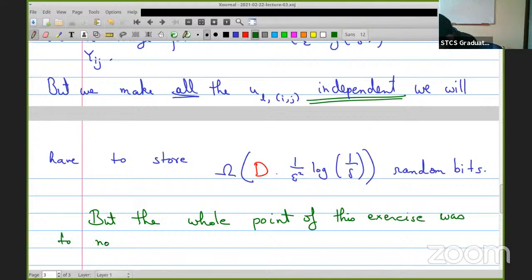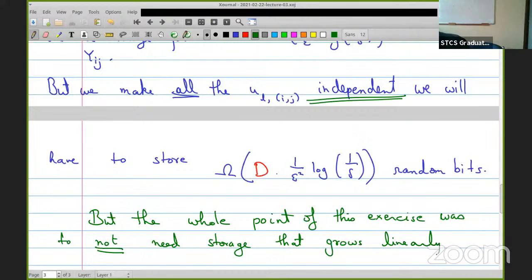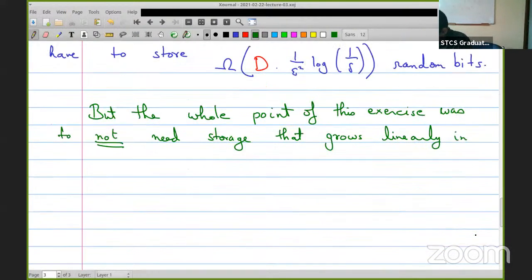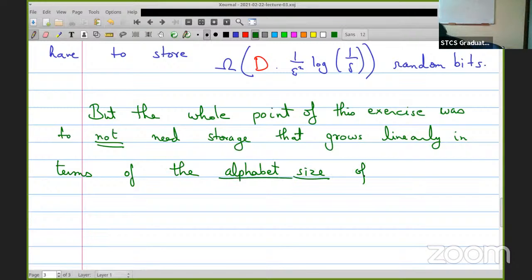was to not need storage that grows linearly in terms of the alphabet size of the string. How many distinct kinds of letters? Because d was the thing that was supposed to be large for us, right? How many different kinds of tokens can you see in the string?